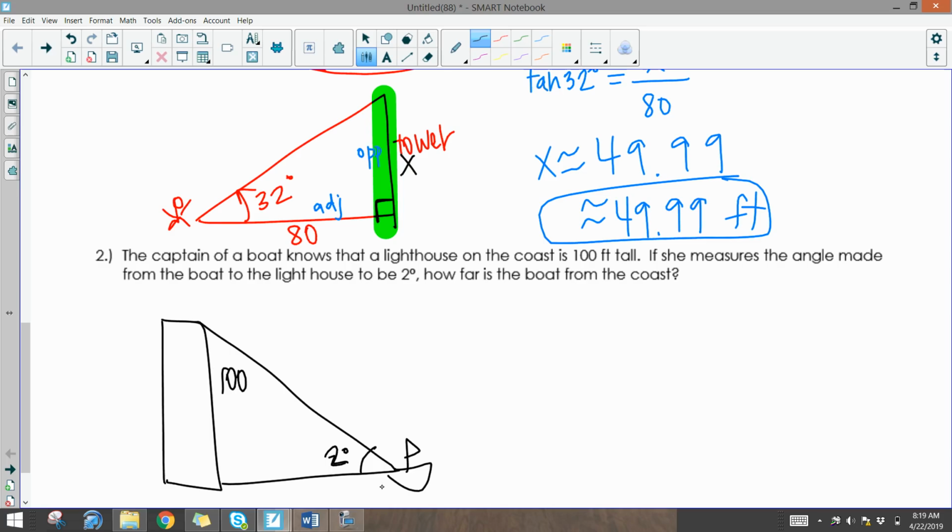How far is the boat from the coast? Well, remember, the lighthouse is on the coast. That's 100 feet tall. She measures the angle made from the boat to the lighthouse to be 2 degrees. How far is the boat from the coast? That's what we're looking for right here.